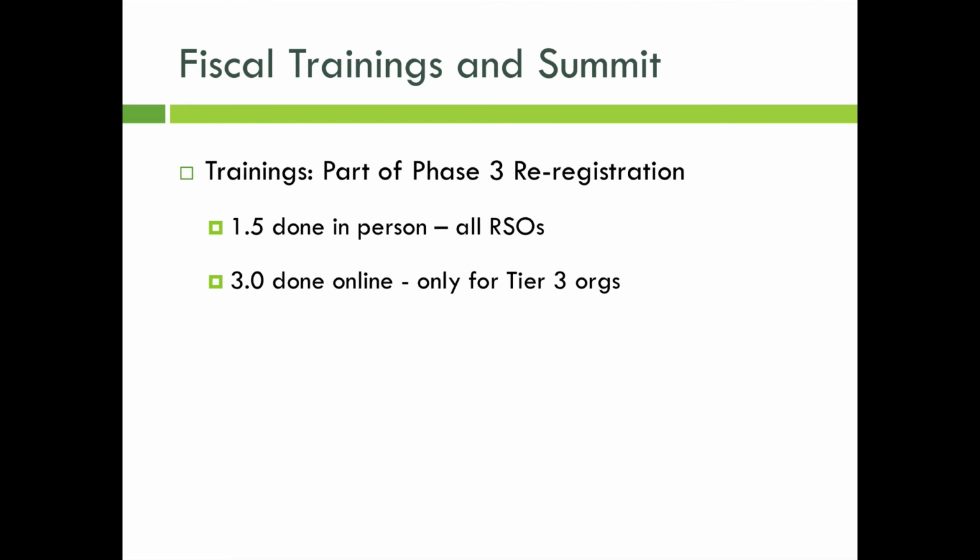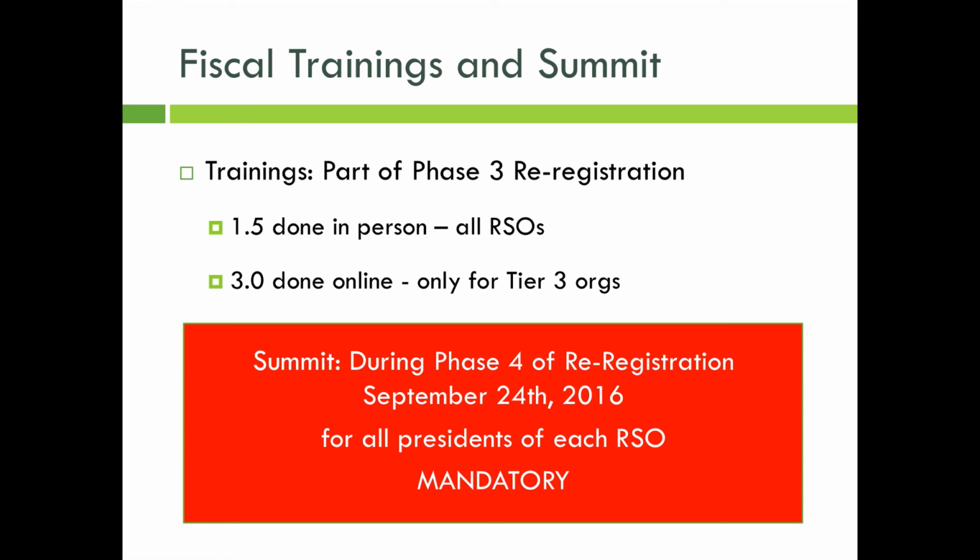The fiscal trainings are part of Phase 3 of re-registration. 1.5 is done in person and is done by all RSOs, and 3.0 is done online and is only done by Tier 3 orgs. During Phase 4 of re-registration, specifically on September 24, 2016, is a summit for all presidents of each RSO. Please remember to save the date. This is mandatory to be a registered student organization.